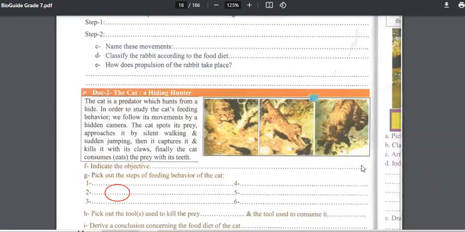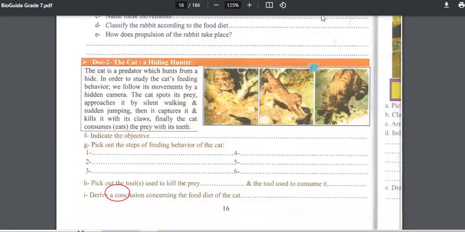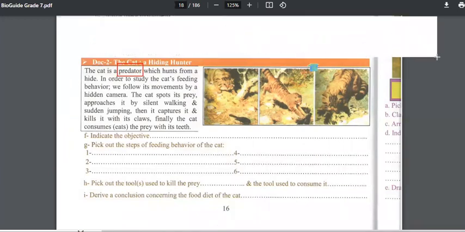In document 2, we discussed the feeding behavior of a carnivorous animal, which is the cat. The cat is a hunter. It is a predator. What is a predator then? How can we define a predator? I'll need you to write this as a note in your copybook, and no need to open a new page. Okay? So as a note, what is a predator?